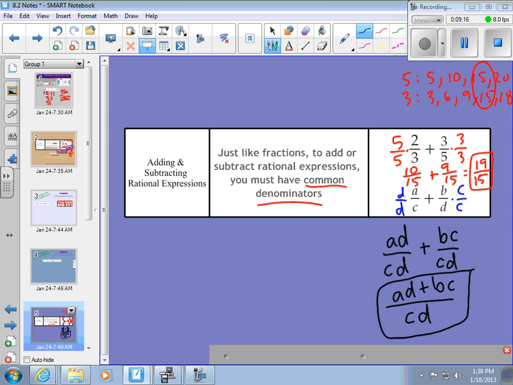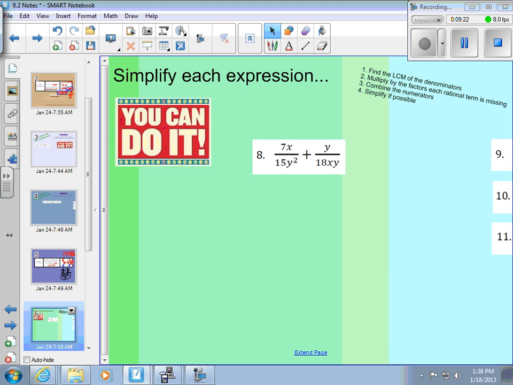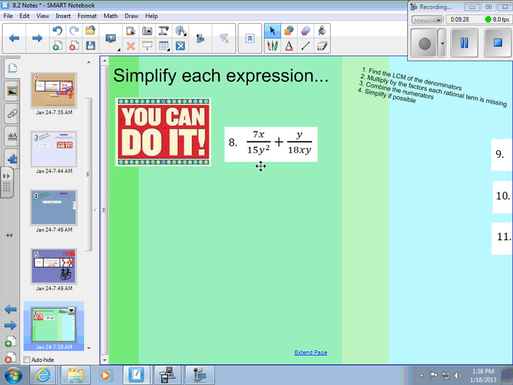All right, let's look at an example here. Let's try one where we have to do some adding and subtracting. So number 8, the problem right underneath, we want to try to simplify this one. Now you can see we have two denominators here that are not the same. 15y squared and 18xy are not the same. To get a common denominator, we want to figure out the least common multiple of those two things.